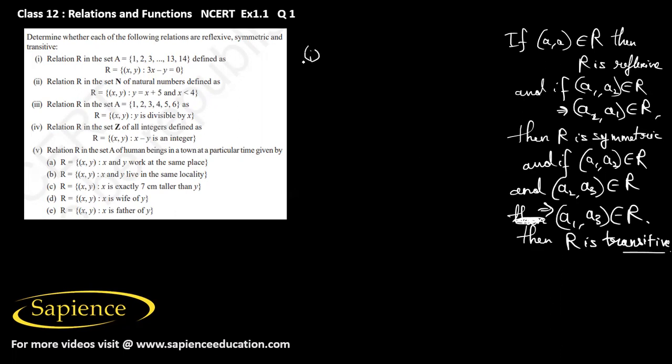Now, the relation R in the set A is defined as R = {(x, y): 3x - y = 0}. So it means that y equals 3x.